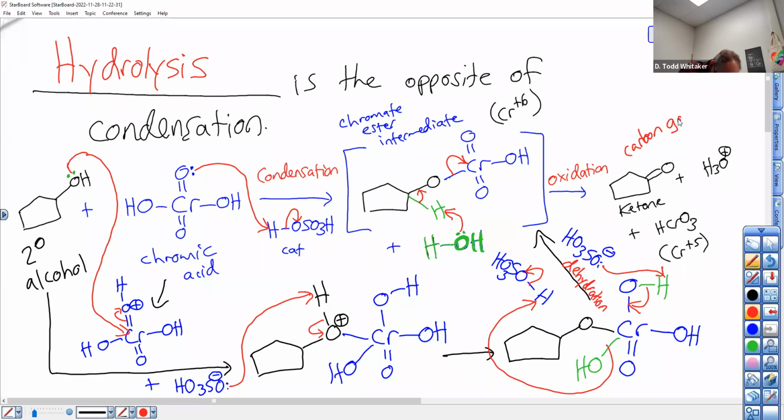Carbon got oxidized. And that's the importance of this reaction. We call it oxidation of a secondary alcohol, and it produces a ketone. It's a nice way to go. So we're going to stop.